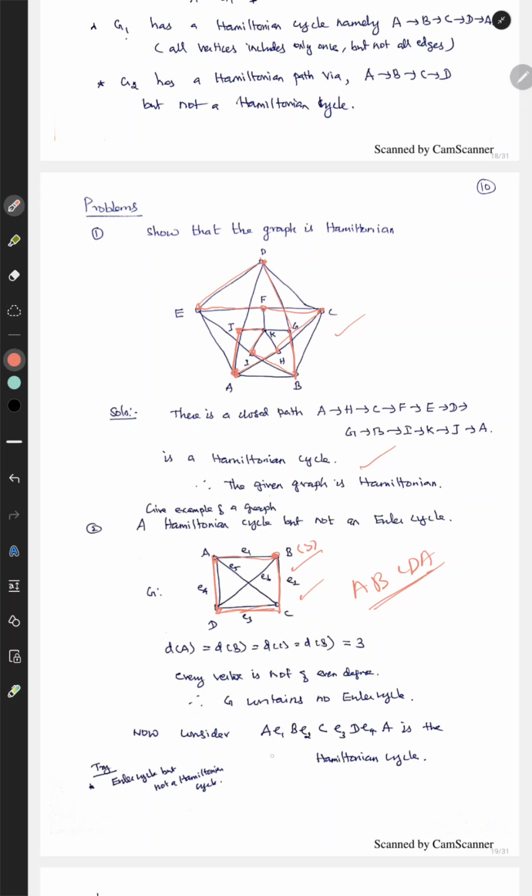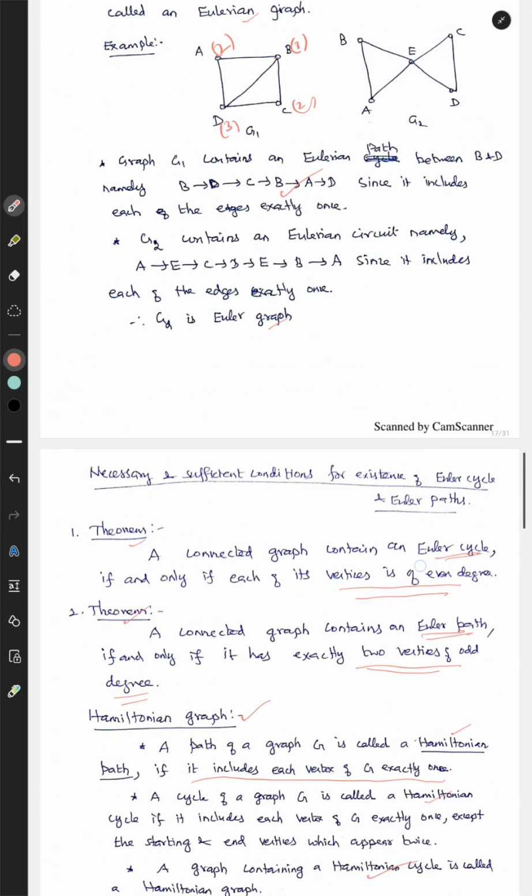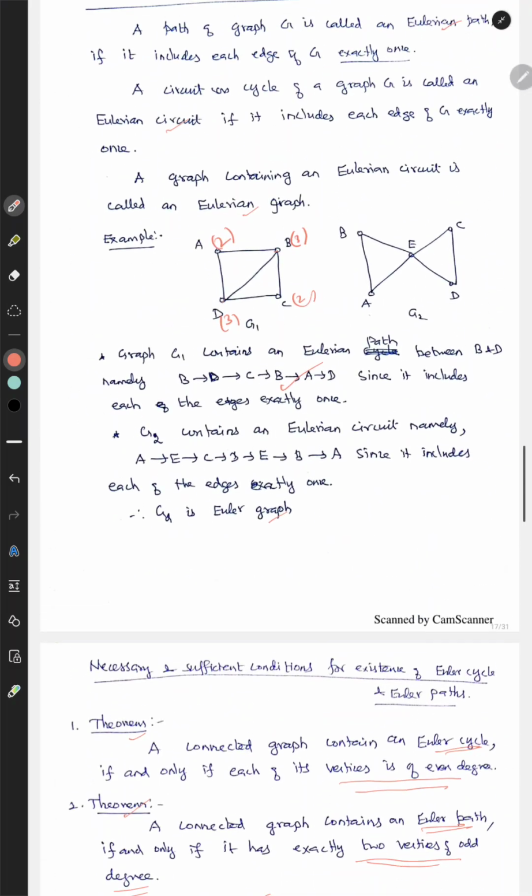So without specifying the edges, I have written this. If you are specifying the edges also, you will be writing it like this: A, E1, B, then with E2 go to C, then with E3 go to D, then with E4 go to A. So such a Hamiltonian cycle exists. Therefore, it is Hamiltonian. And we have seen an Eulerian graph before. This graph is not going to be Hamiltonian.